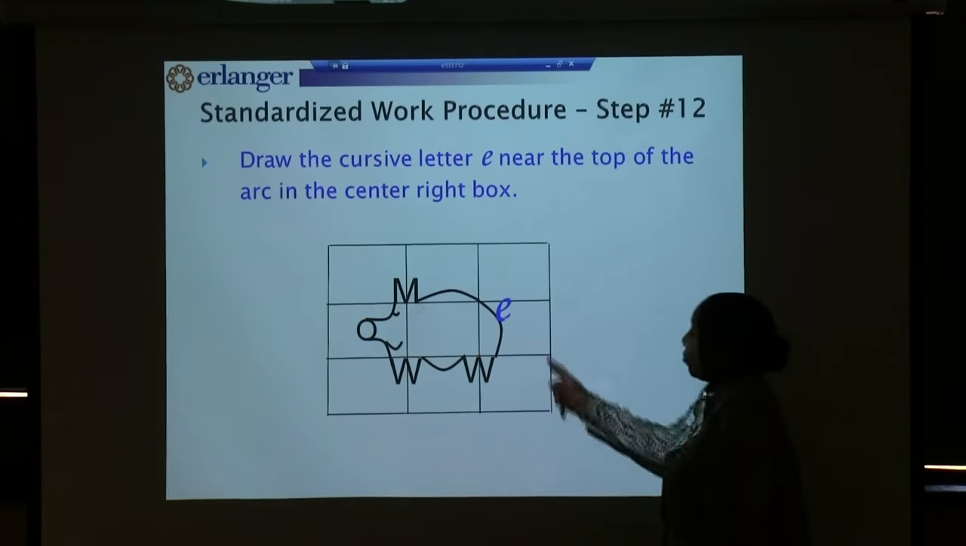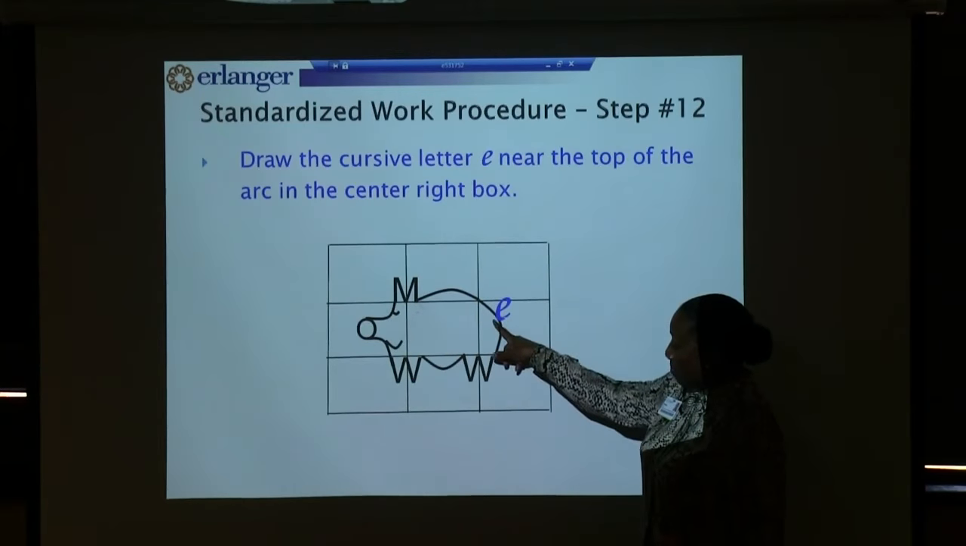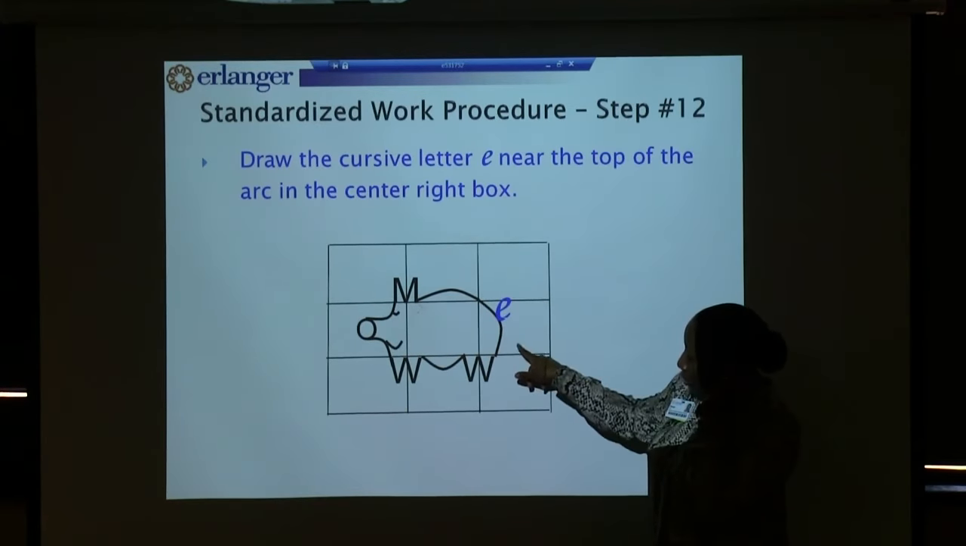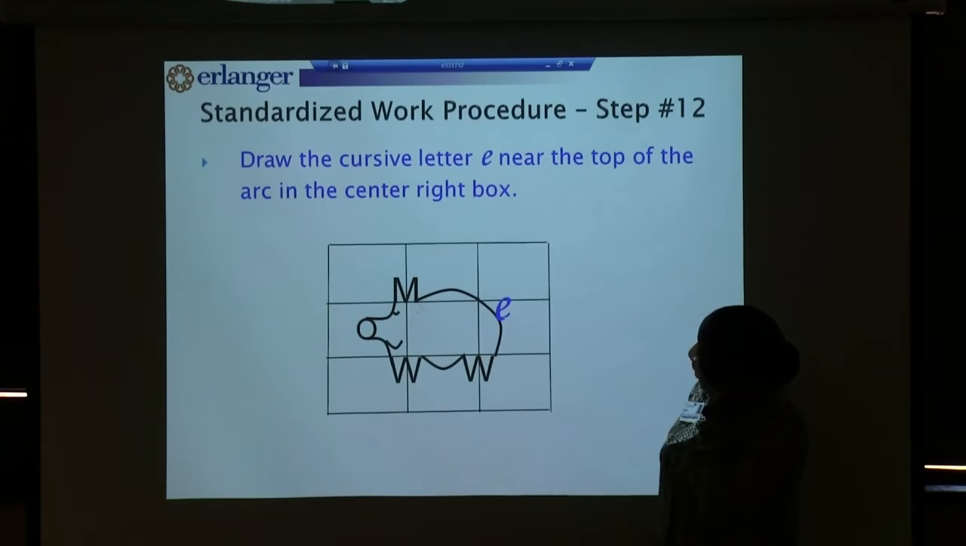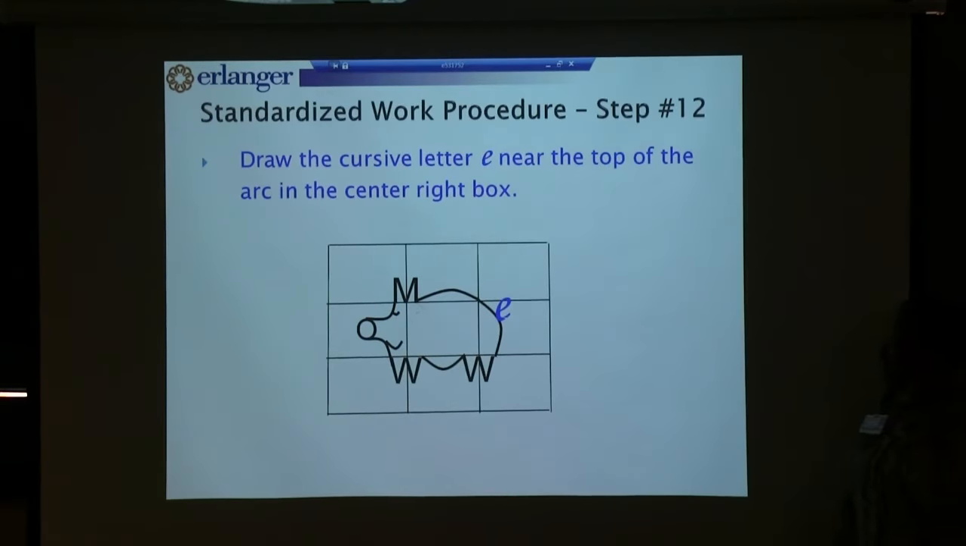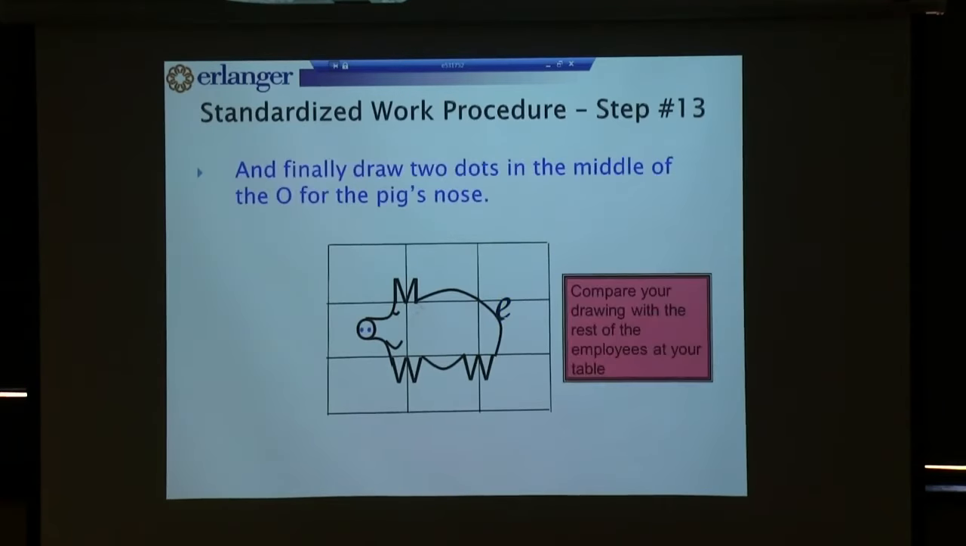To make the tail, if you would draw a cursive E in the middle of the hump in the third square, and if the E will please touch the line between the first and the second row. And then last, two dots in the O for this. Now, this time, compare your work to your neighbors or your classmates.